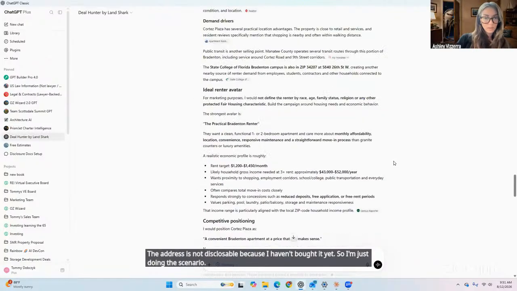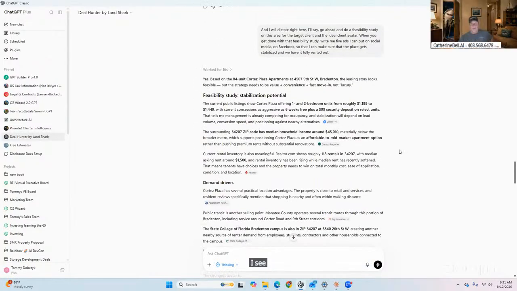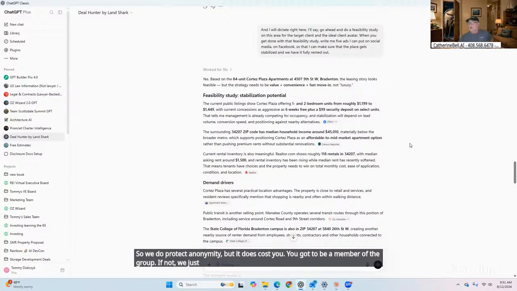Oh, I see. So we do protect anonymity, but it does cost you. You got to be a member of the group. If not, we just put your stuff out there, and if pirates show up, oh well.